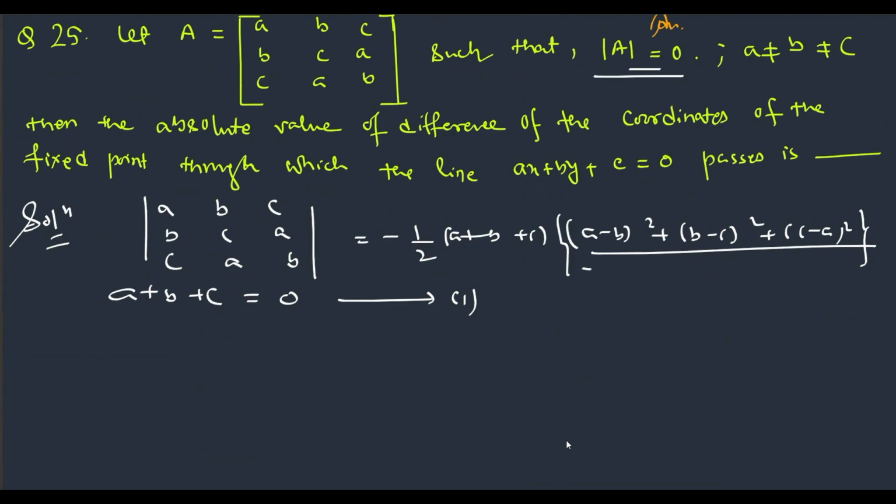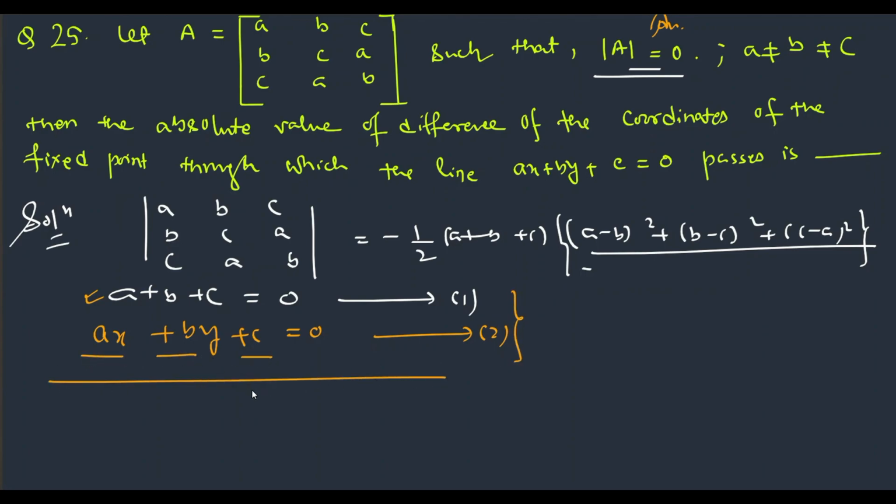Now you have to find out the equation of the line passing through which point. So here this condition is given and the equation of the line is ax plus by plus c equal to 0. Now subtract it, do the subtraction, so that we can eliminate c. So what will happen? a times (1 minus x) plus b times (1 minus y) equal to 0.